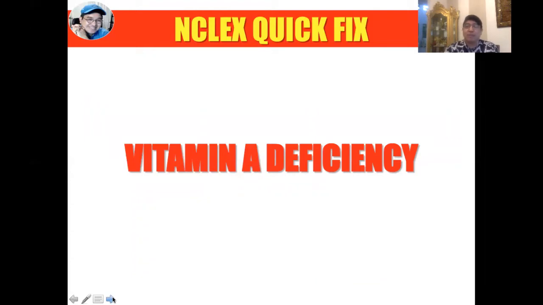Aside from liver, milk is also high in vitamin A. And then, of course, eggs are high in vitamin A, and so are fish liver oils.